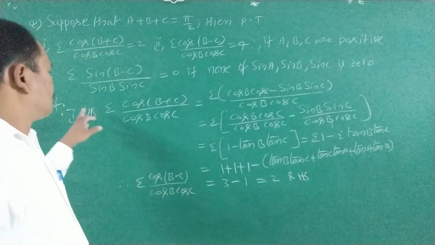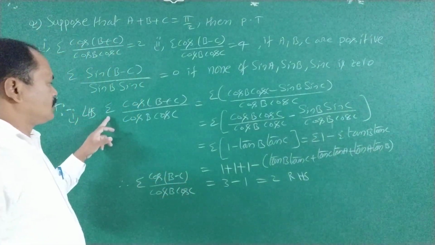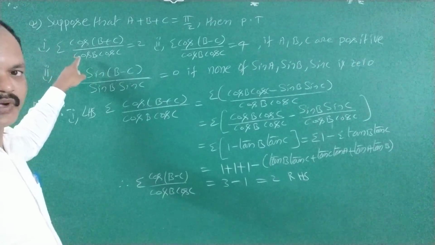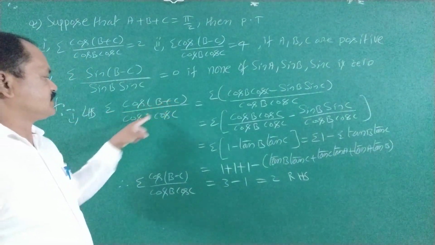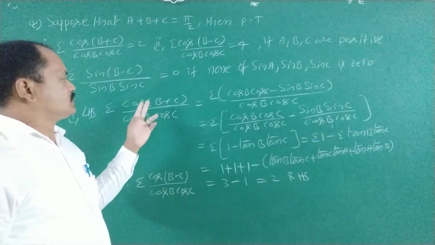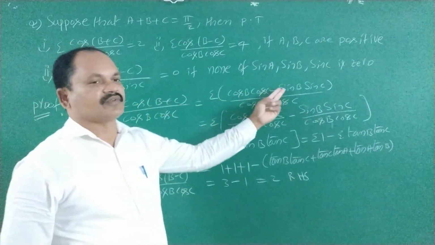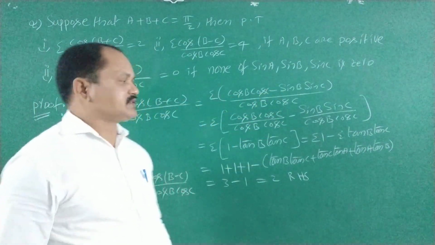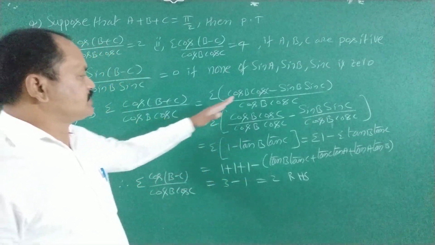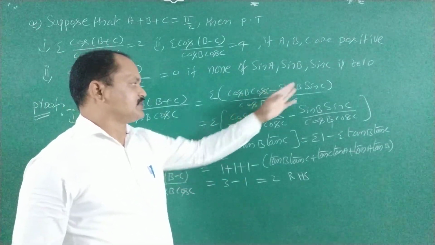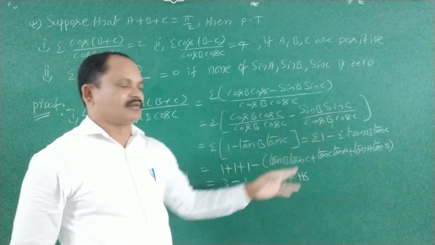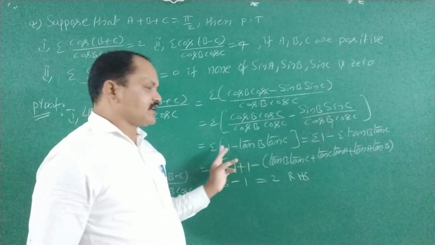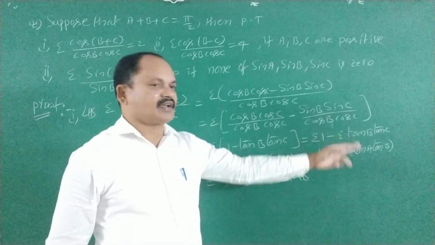Now observe. First we have to prove the first one. LHS for the first one: sigma cos(B plus C) by cos B cos C. The expansion of cos(B plus C) is cos B cos C minus sin B sin C. After splitting, this one by this one, this one by this one, this cancels, and we get 1 minus sin B by cos B, that is tan B tan C. That's all. So sigma 1 minus sigma tan B tan C.